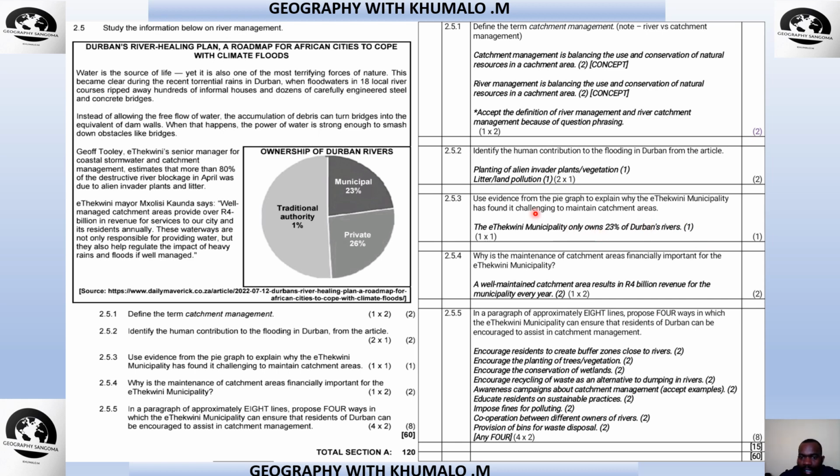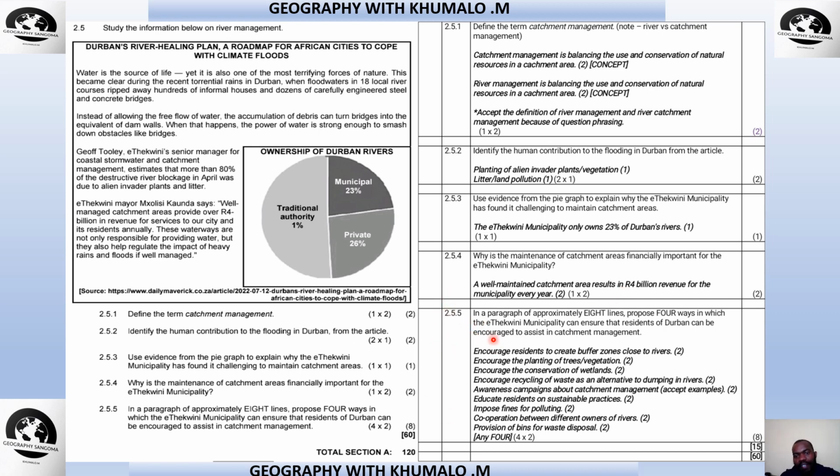That's the evidence that they are finding it challenging. The ownership of rivers, most of it is owned by traditional authorities. Now 2.5.2, why is the maintenance of catchment areas financially important for the eThekwini municipality? Because a well-maintained catchment area results in 4 billion revenue for the municipality every year. So it generates income for them.